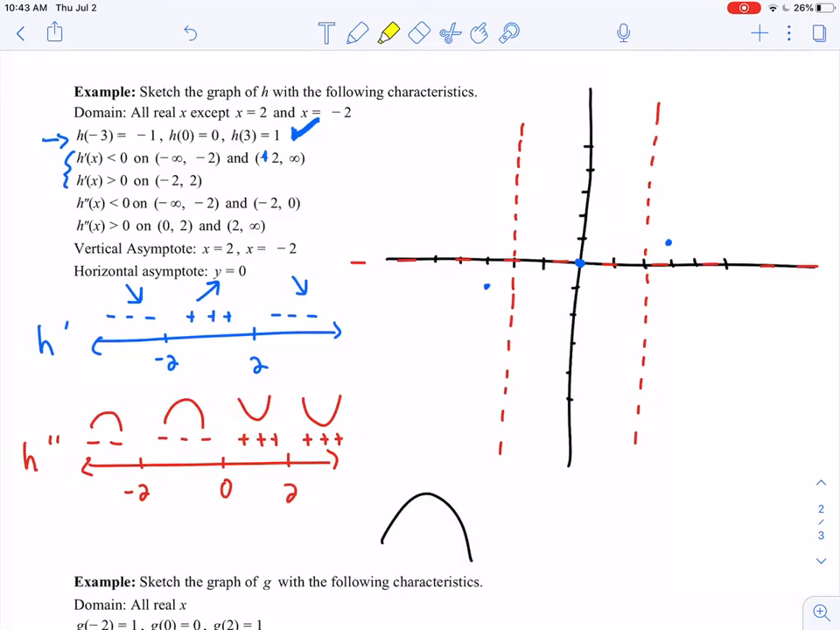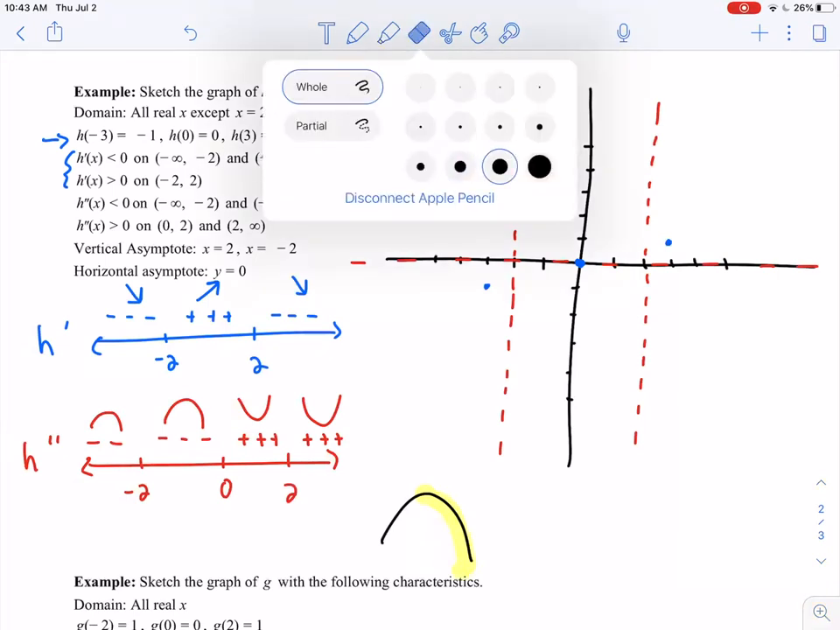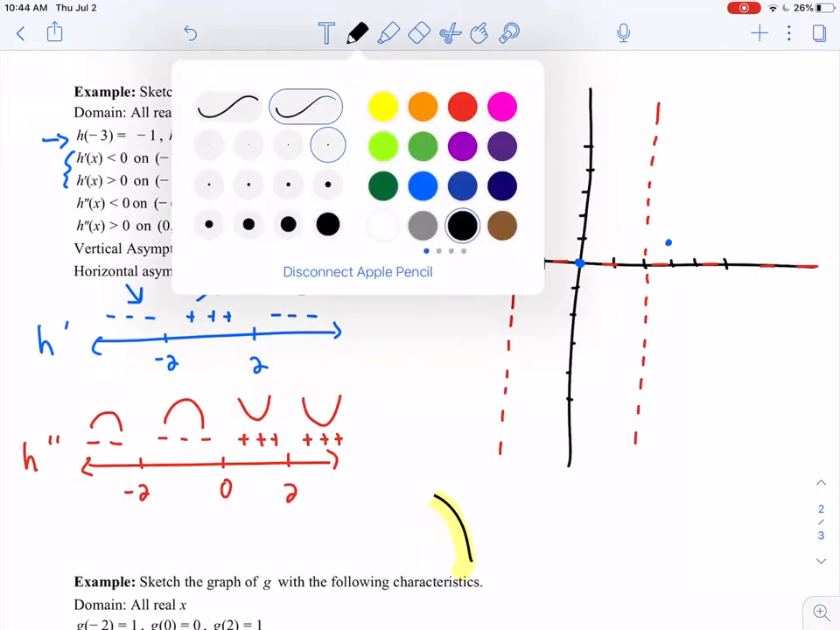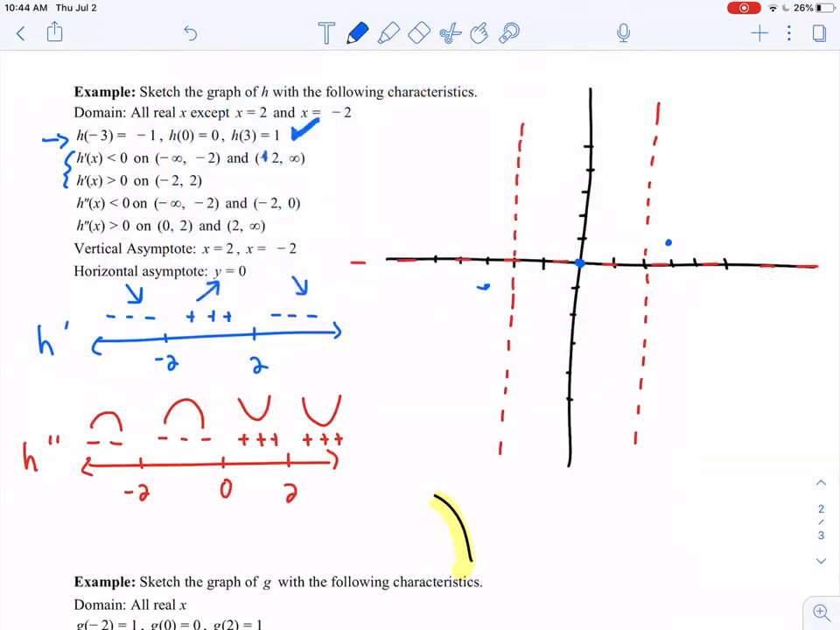What else do I know? My graph is decreasing. So this is the part of my function which is concave downward and decreasing. That's really the piece that I want to focus in on, the piece that I want to imitate on that right-hand side. So my function must look something like this.